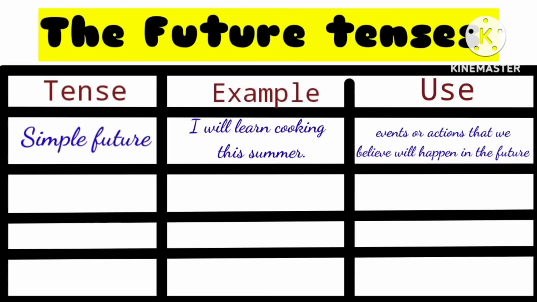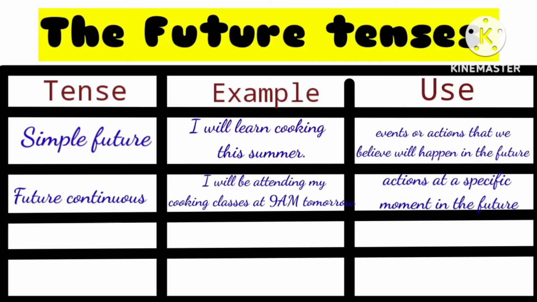Simple future. We use simple future to describe the events or actions that we believe will happen in the future. For example, I will learn cooking this summer. Future continuous.